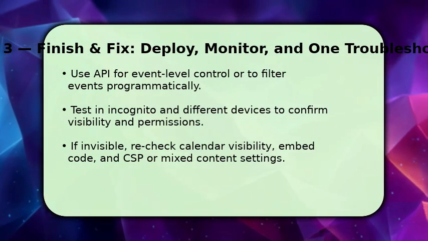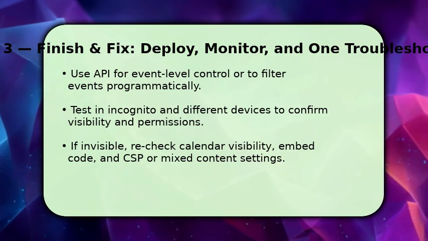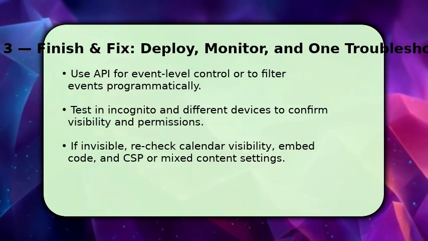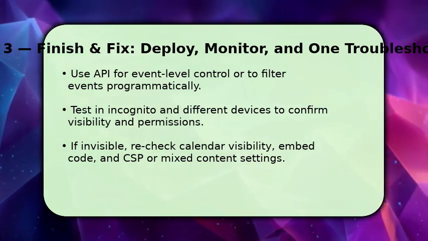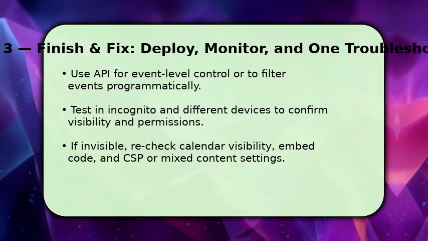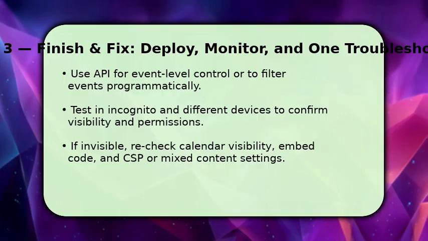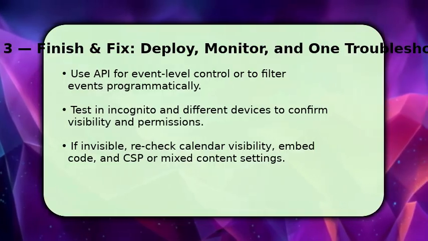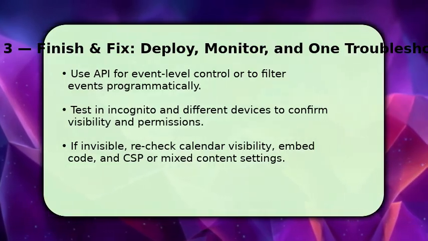Use the Google Calendar API if you need event-level control, filters, or custom styling beyond the iframe. This requires API keys and OAuth setup. Once implemented, test the embedded calendar in multiple browsers and incognito to ensure permission and caching won't hide events.